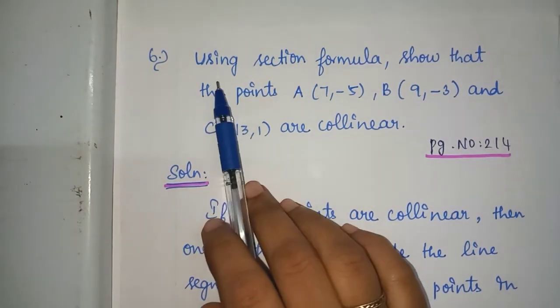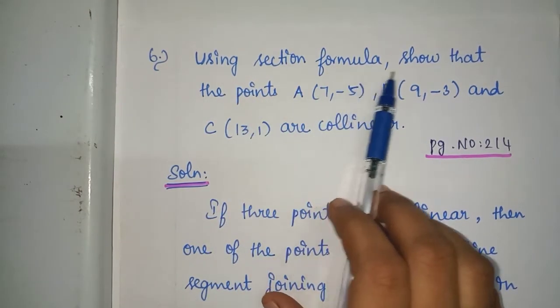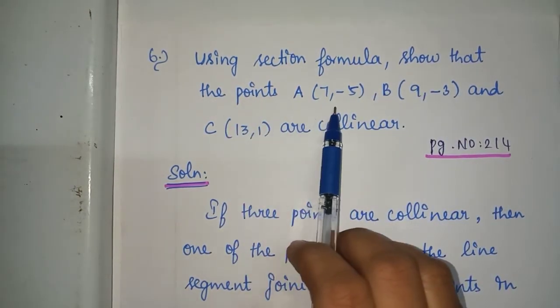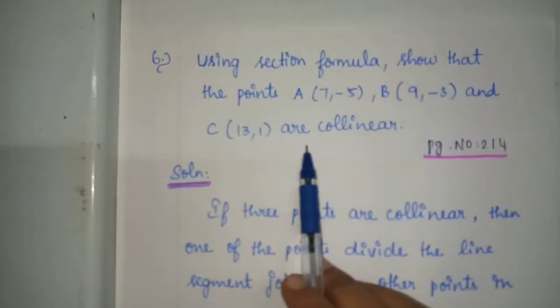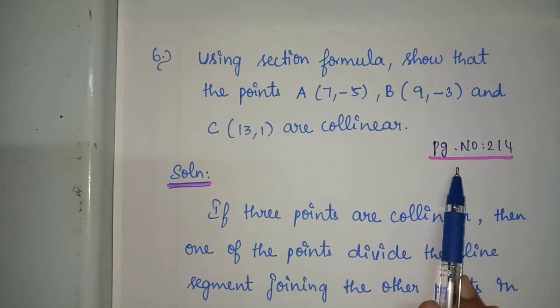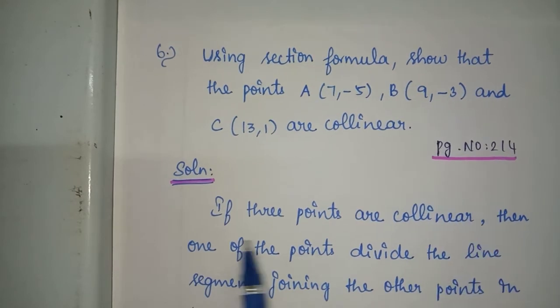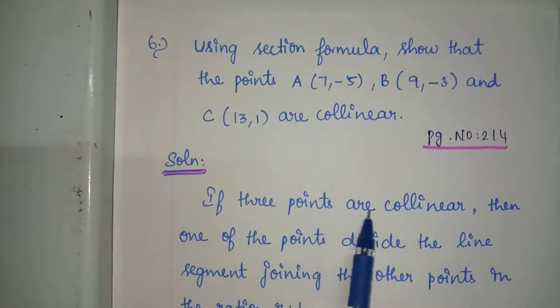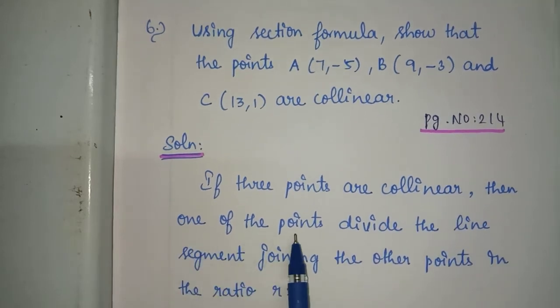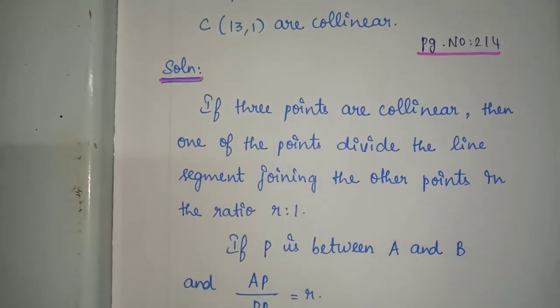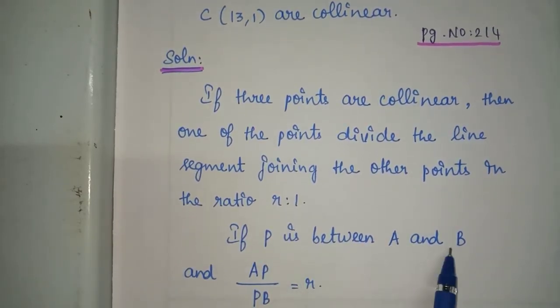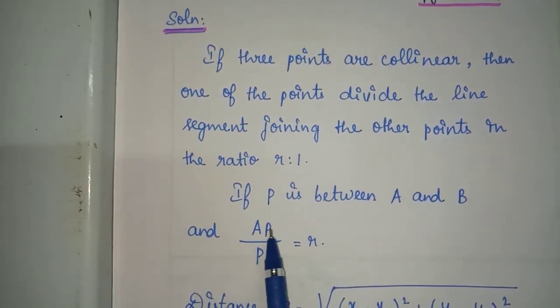Problem number 6 in exercise 5.4. Using section formula, show that the points A(7, -5), B(9, -3) and C(13, 1) are collinear. The problem belongs to page number 214. Solution: if the 3 points are collinear, then one of the points divides the line segment joining the other points in the ratio r:1. If P is between A and B and AP by PB is equal to r.